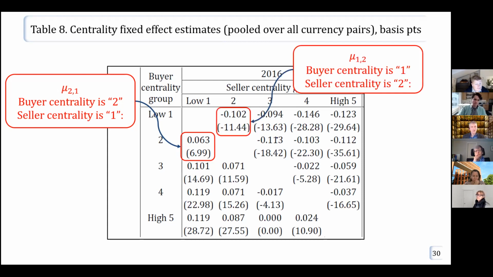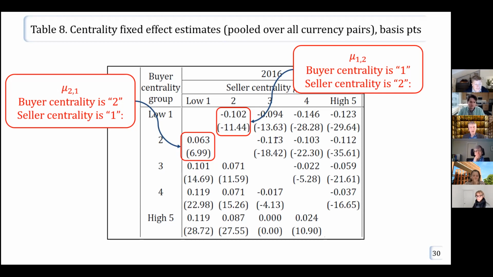On the other side of the diagonal, this is when the seller is more central. Here, the seller is group 2 centrality, the buyer is group 1. Here, the seller has the advantage, and this leads to, on average, a loss for the buyer.